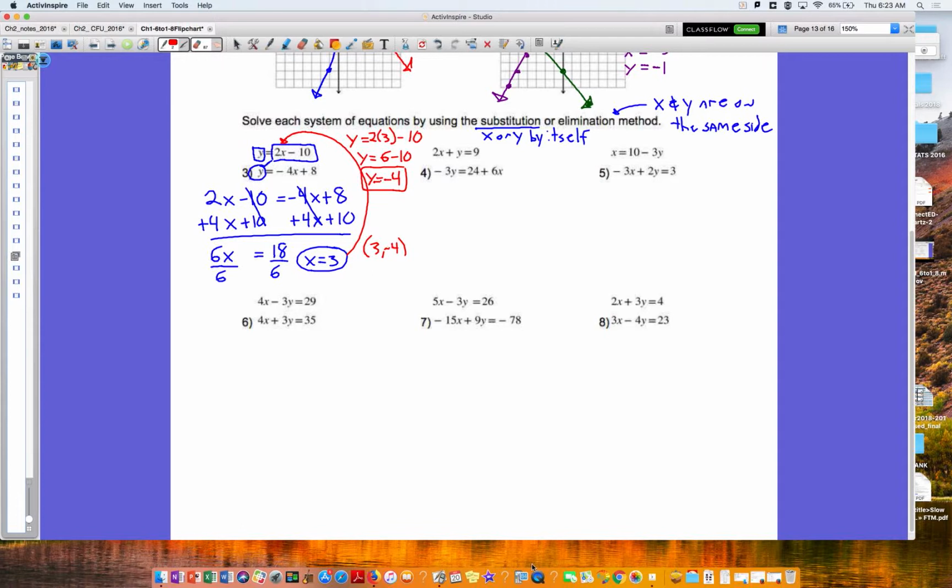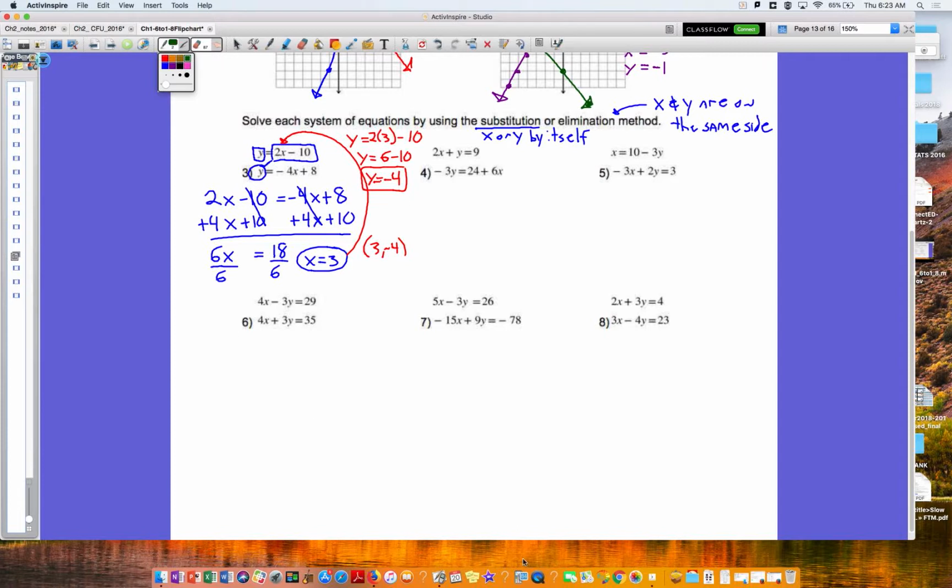So just a quick check. So again, does 2 times 3, which is 6, minus 10 equal negative 4? Yes, it does. Because negative 4 times 3, which is negative 12, plus 8, that also equals negative 4. I know my answer is correct.